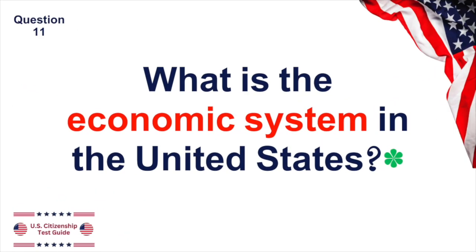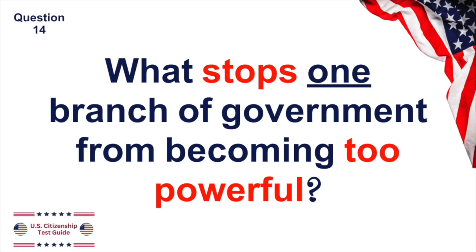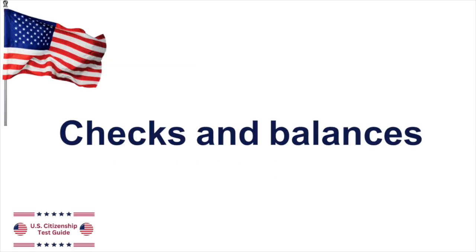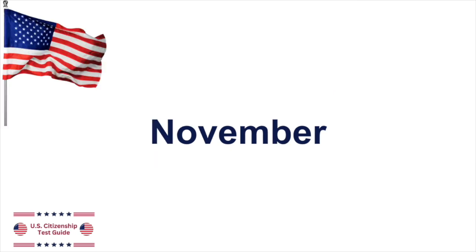What is the economic system in the United States? Capitalist economy. What stops one branch of government from becoming too powerful? Checks and balances. In what month do we vote for president? November.